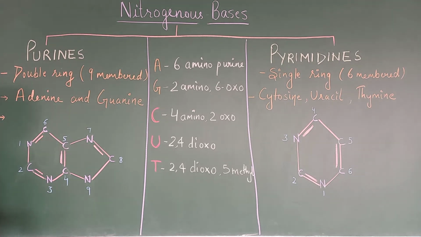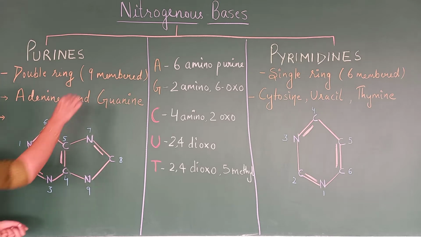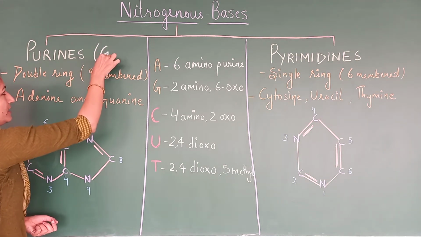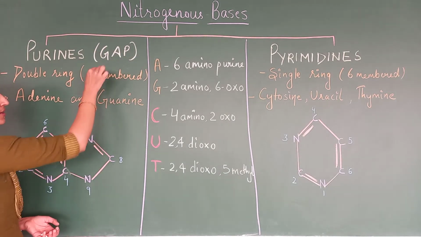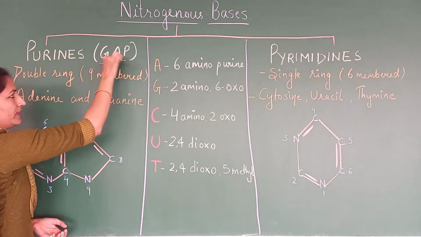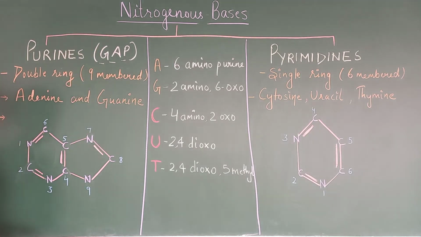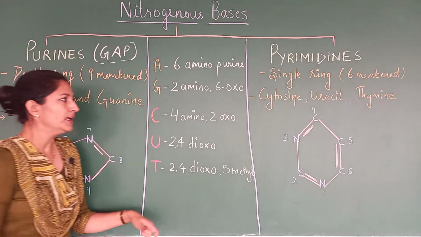So, how to remember which ones are the purines? You can make a mnemonic for that. That is GAP, gap. Guanine, adenine in purines. Okay. We will study their structure and how to draw them afterwards.